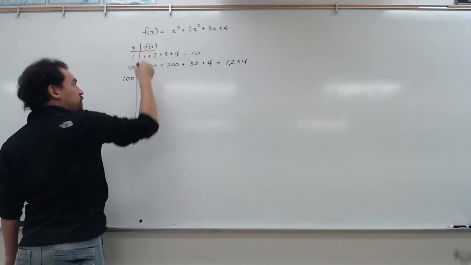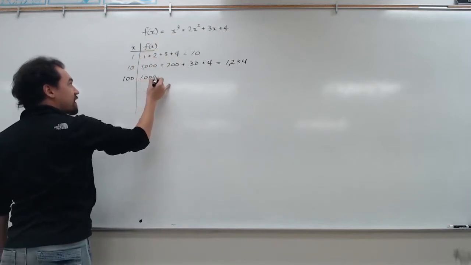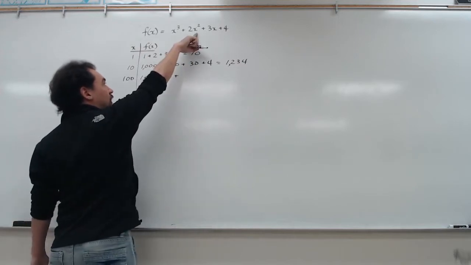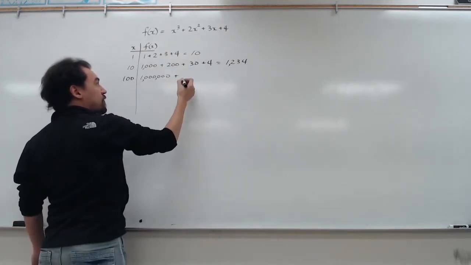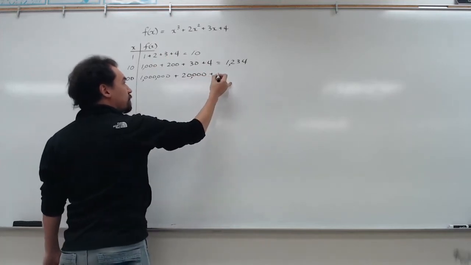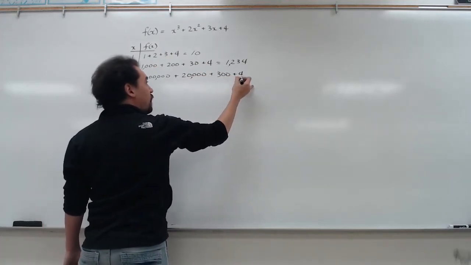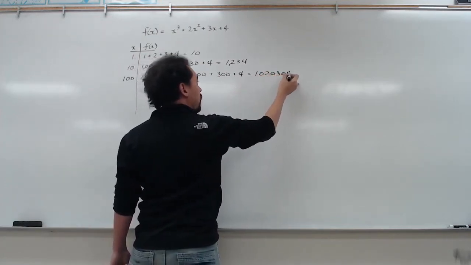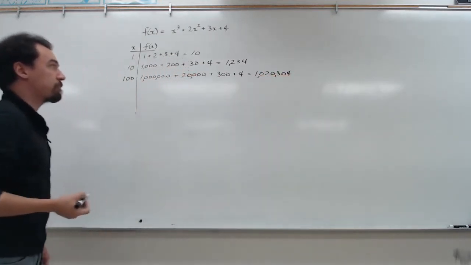Up to the next order of magnitude, x is 100. So 100 cubed is 1 with 6 zeros behind it. It's a million. Then 100 squared is 1 with 4 zeros, so this times 2 is 2 with 4 zeros. And then 3 times 100, then 4. So we're looking at 1,020,304. Put the commas. It's a little over a million.